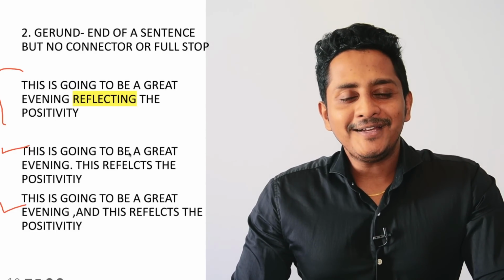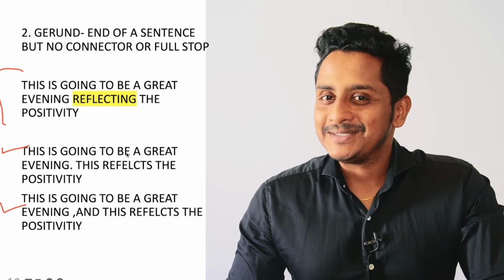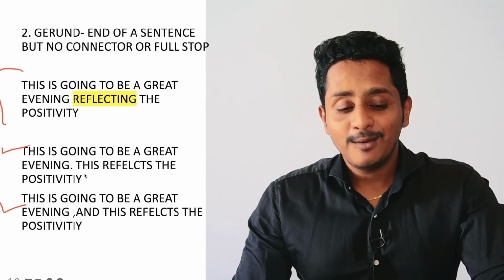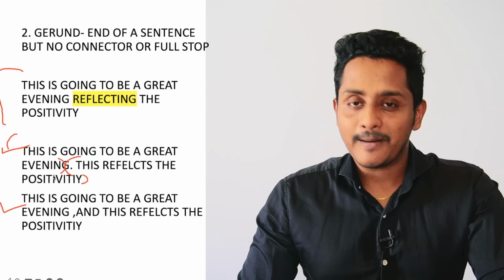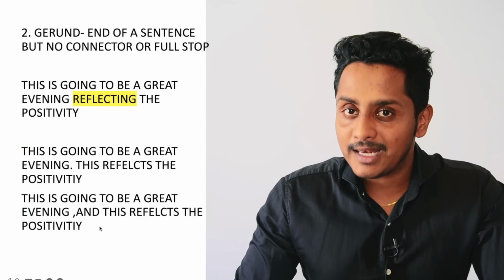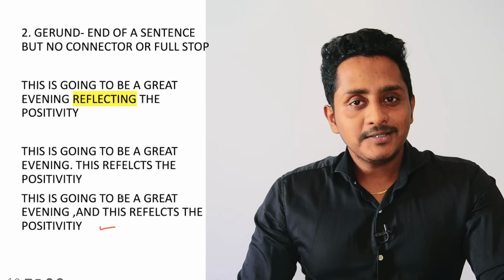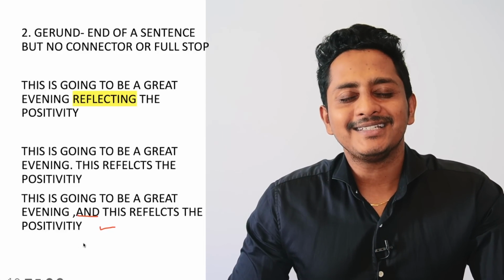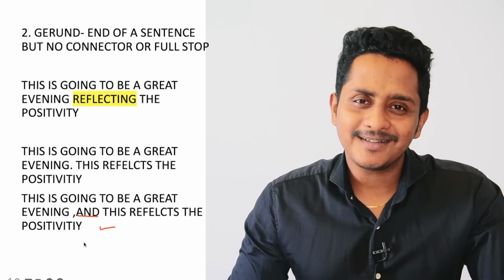This is going to be a perfect evening. End of a sentence, put a full stop. This reflects the positivity. The two sentences here. This is one way of writing it. This is another way of writing it where I have written the last one: this is going to be a great evening, and use a connector, and this reflects the positivity. This is summarized written text.